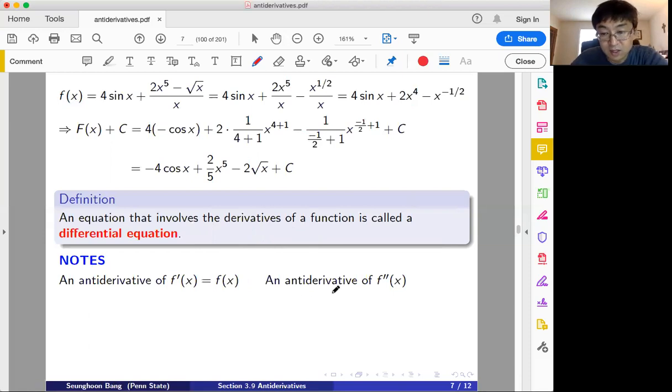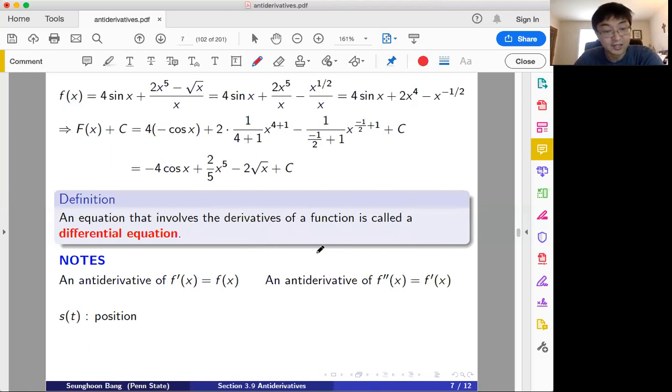The antiderivative of the second derivative is, yes, similar, f prime of x. You're right. F prime of x, for the same reason. So we have f prime of x prime, the same as the second derivative. So the antiderivative of the second derivative is f prime of x.